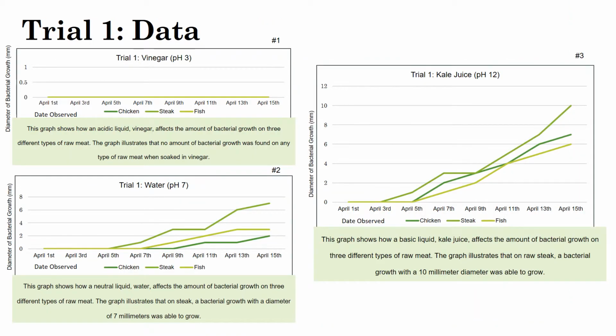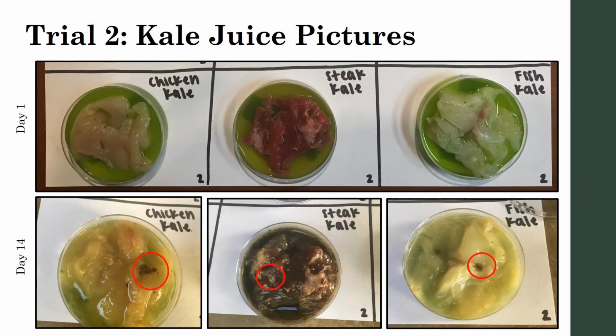The first graph shows there was never any bacterial growth on the vinegar dishes. The second graph, my control group, showed how bacteria was able to grow well on steak but not much on the other 2 meats when placed in water. And the third shows that each meat held substantial bacterial growth when placed in an alkaline liquid of kale juice.